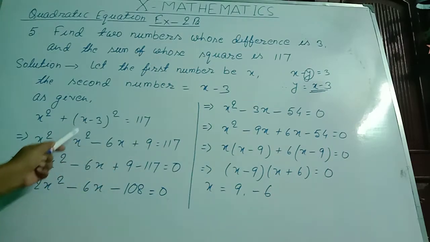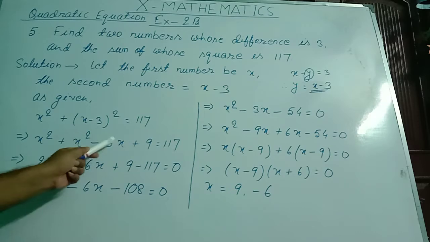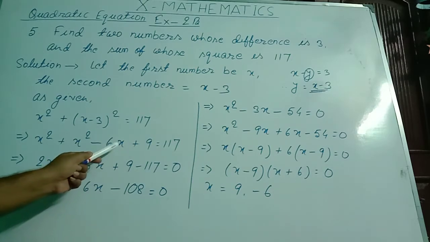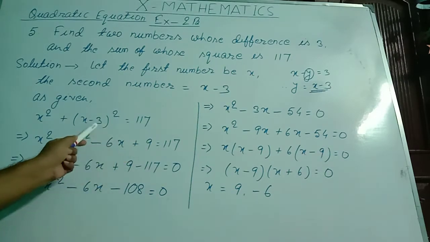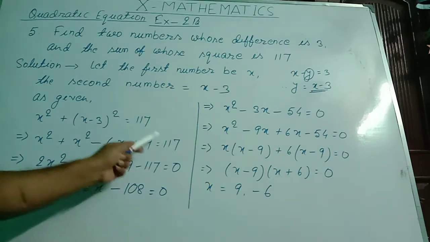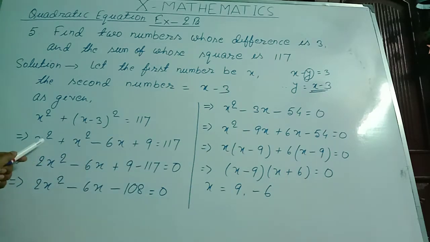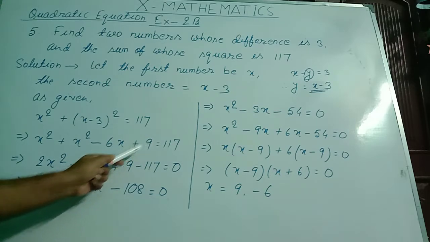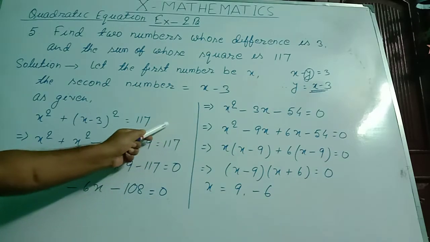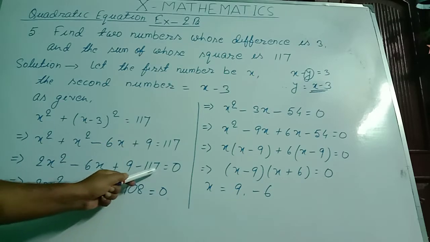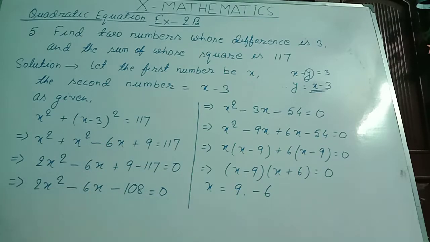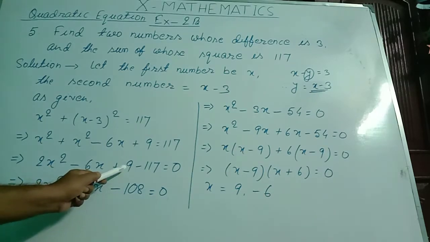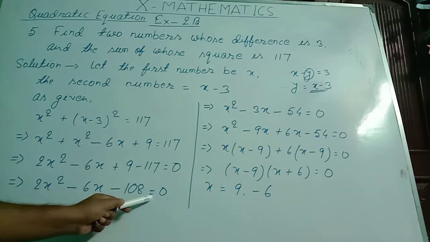So, it became x square minus 6x. This is 2ab, 6x, and this is b square, means 9. 3 3s are 9, equal to 117. We solve this. We got x square plus x square, 2x square minus 6x plus 9. By the rule of transposition, 117 will come this side. It will be minus 117 equal to 0. Now, our quadratic equation is 2x square minus 6x, and these two are solved. It became minus 108 equal to 0.